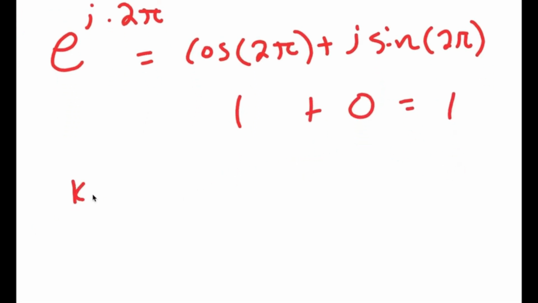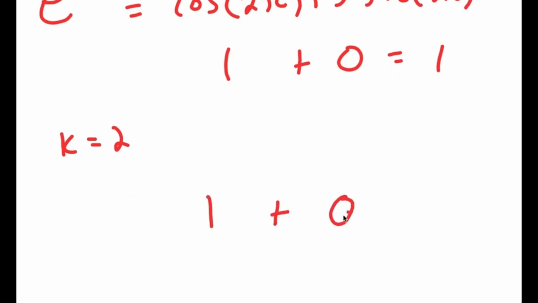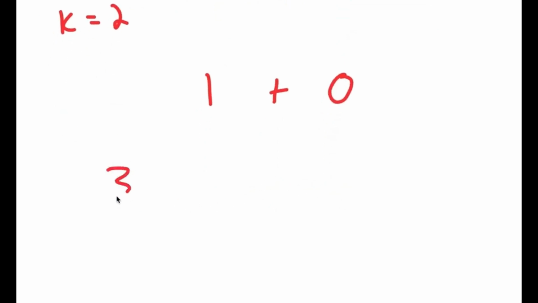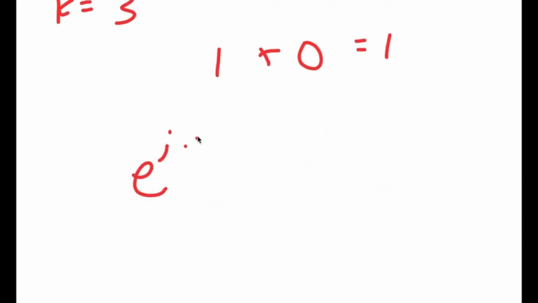Now, if k is equal to 2, I would get cos of 4 pi plus i sine 4 pi. Cos of 4 pi is 1, and i times sine of 4 pi is again 0. And if I do the same thing with 3, I would again get 1 plus 0. So this pattern continues, and it keeps on equaling 1 no matter what value of k we get. So we can say that e to the power of i times 2k pi is equal to 1 no matter what value of k we have.